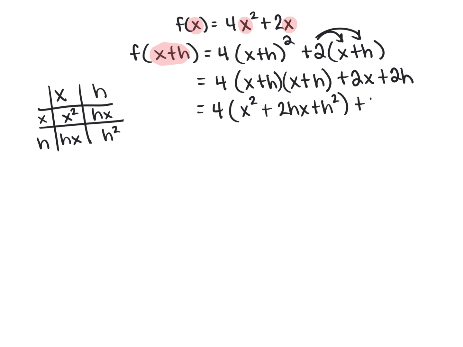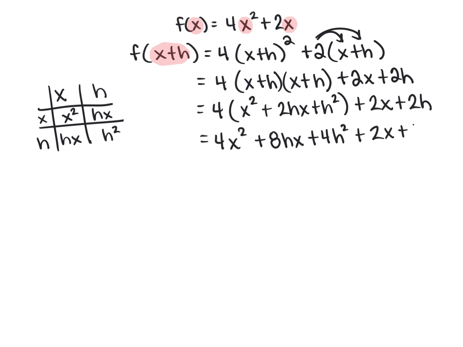And then we still have the remainder of the problem. So then we distribute our 4, so we have 4x squared plus 8hx plus 4h squared plus 2x plus 2h, excuse me. And then we're looking to see if there's anything we can combine, and there is not. But this entire 5 terms is what f of x plus h is.